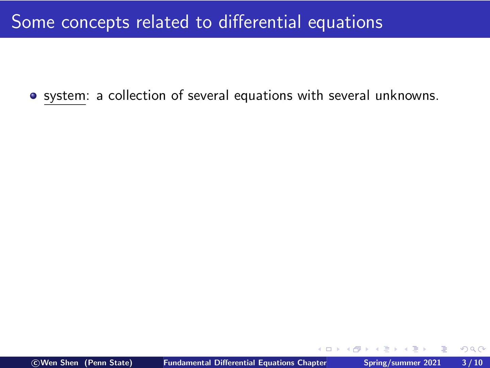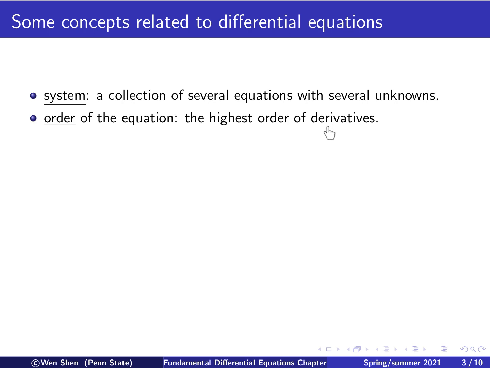Okay, let's cover some concepts related to differential equations. And the first, system. What do we mean when we say a system? A system means that you have more than one equation and more than one unknown. So it's a collection of several equations with several unknowns. The second concept is the order of the equation. The order is determined by the highest order of derivatives. This could be ordinary derivatives for an ODE and partial derivatives for a PDE.